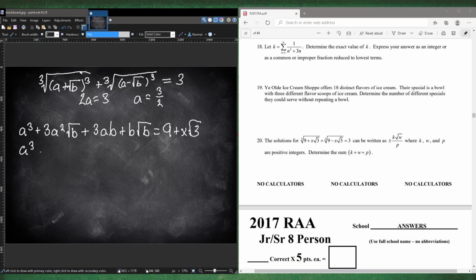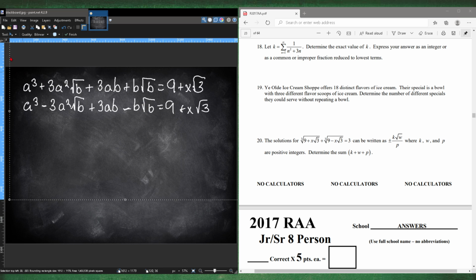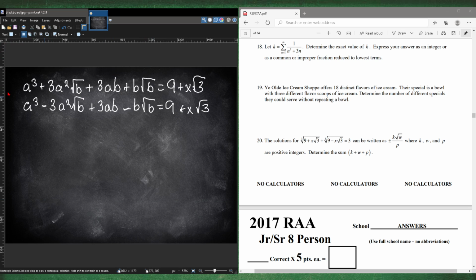So that's a cubed minus 3a squared square root b plus 3ab minus b square root b equals 9 plus x square root 3. So we know that's true. So let's move this up. And remember, a is equal to 3 over 2. I could just write that on the side. So a equals 3 over 2.